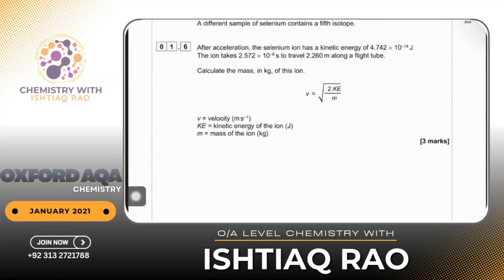The same question. A different sample of selenium contains a fifth isotope. After acceleration, the selenium ion has a given kinetic energy. The ion takes this time to travel this distance. Calculate the mass in kilograms. So we have to calculate the mass and everything is given.